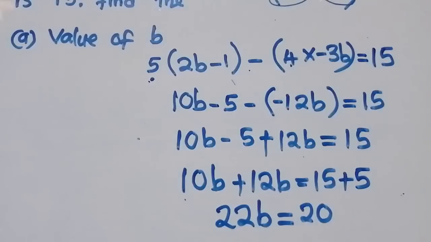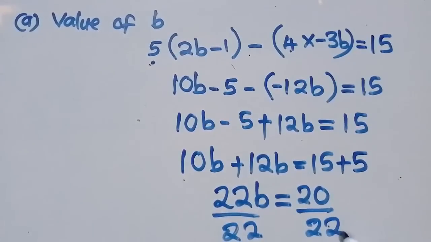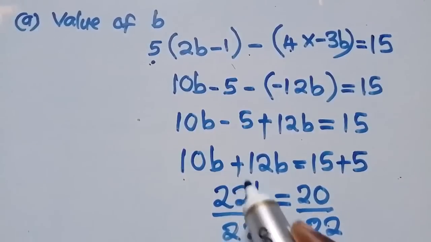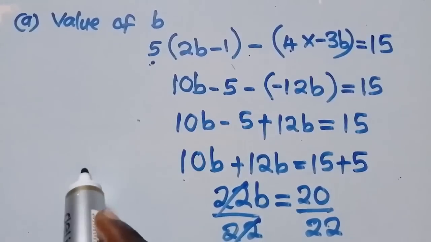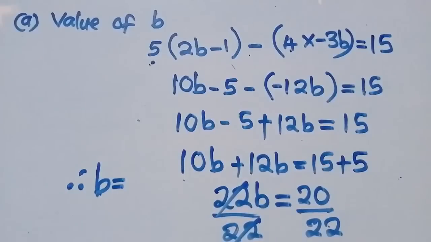Then the next thing that you are going to do is divide both sides by 22. This is what you are going to do. Where this cancelled, you say finally, therefore, b is equal to what? 2 there, it is 10. 2 there, it is 11.